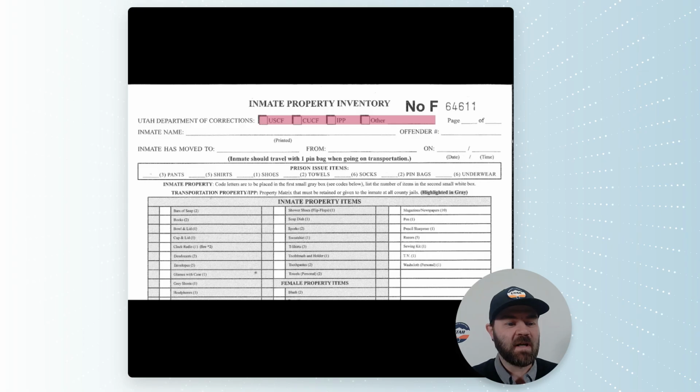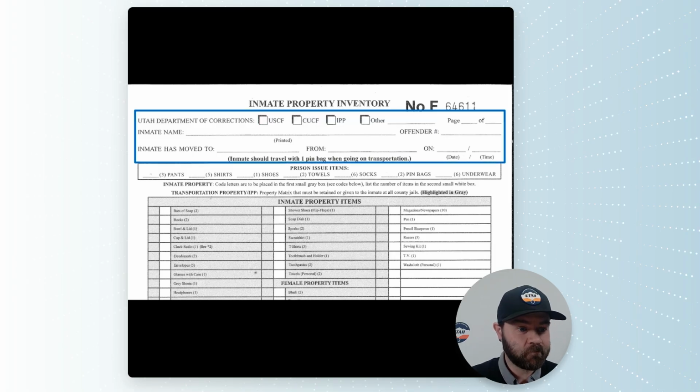This is where you would indicate where the inventory is taking place. So here you check the appropriate box, whether it was done here at USCF or CUCF, or if it was done at an inmate placement program facility or other, such as one of the community correctional facilities.